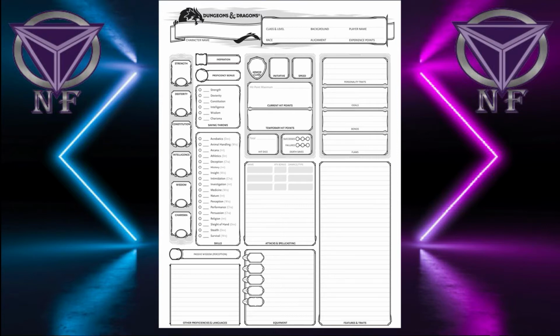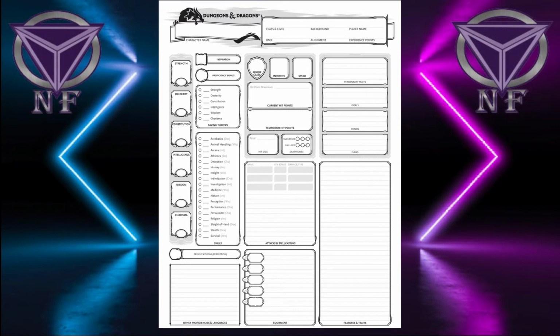Same with a wisdom saving throw: if someone's trying to cast the fear spell on you, you would roll a wisdom save to save against that fear effect or that fear spell. Next, you have the bread and butter of your character sheet. You have the skills portion.